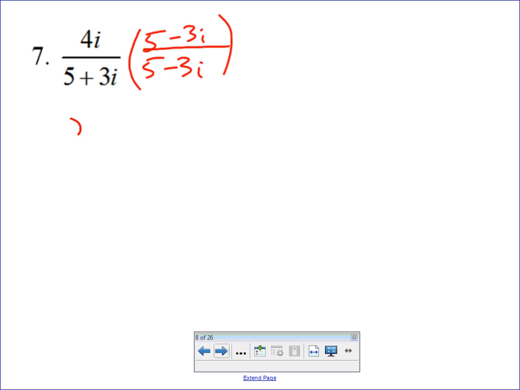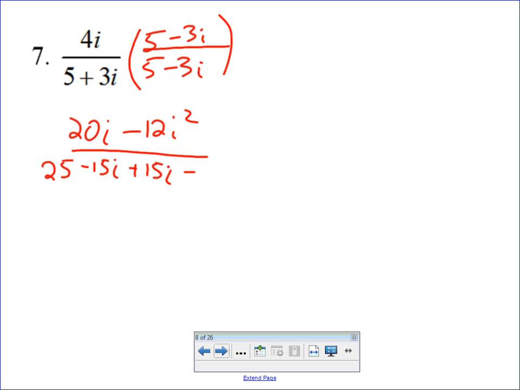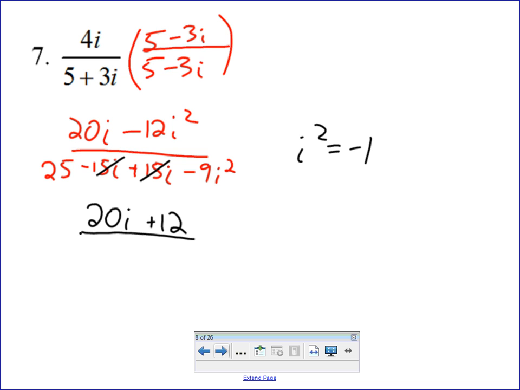We'll distribute across the top, and I'll get 20i minus 12i squared over 25 minus 15i plus 15i minus 9i squared. Once again, the outer and the inner terms of our FOIL will cancel, and we'll end up with 20i plus 12, because remember, i squared equals negative 1, over 25 plus 9. Or, remember, we should always write our real number first.